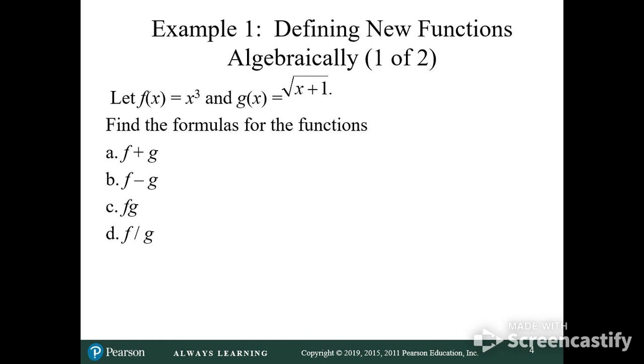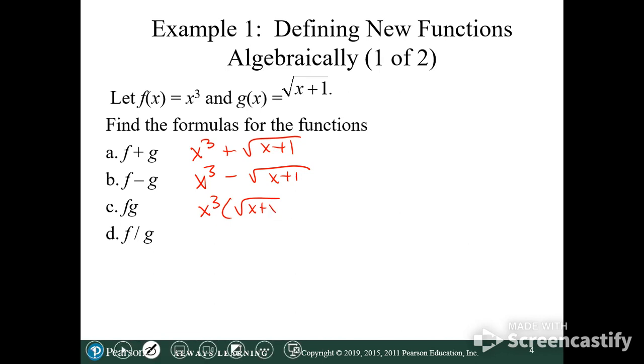So, now, let's look at the formula for (f plus g)(x) of these two. f(x) is x cubed. g(x) is the square root of x plus 1. And that's it. That's all you do. Easy peasy lemon squeezy. (f minus g)(x) is x cubed minus the square root of x plus 1. (f times g)(x) is x cubed times the square root of x plus 1. And (f over g)(x) is x cubed over the square root of x plus 1.